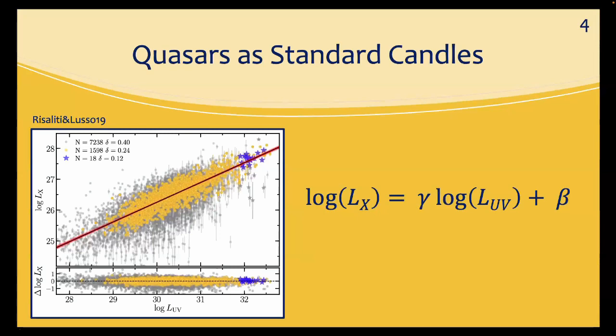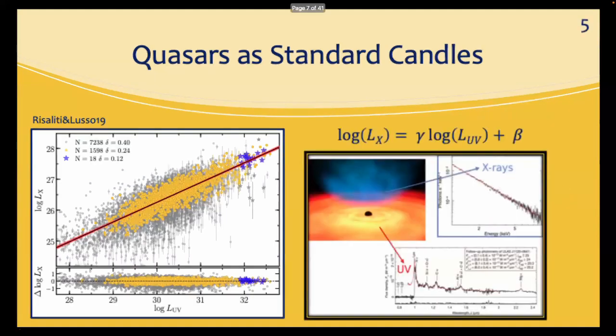And this is the existence of a nonlinear relation between the X-ray and UV emission of quasars. This is usually parameterized as a linear relation in the logarithmic space, as I'm showing here, with the slope gamma and its normalization beta. I just said this is an observational result because the physics behind it is still not really clear.